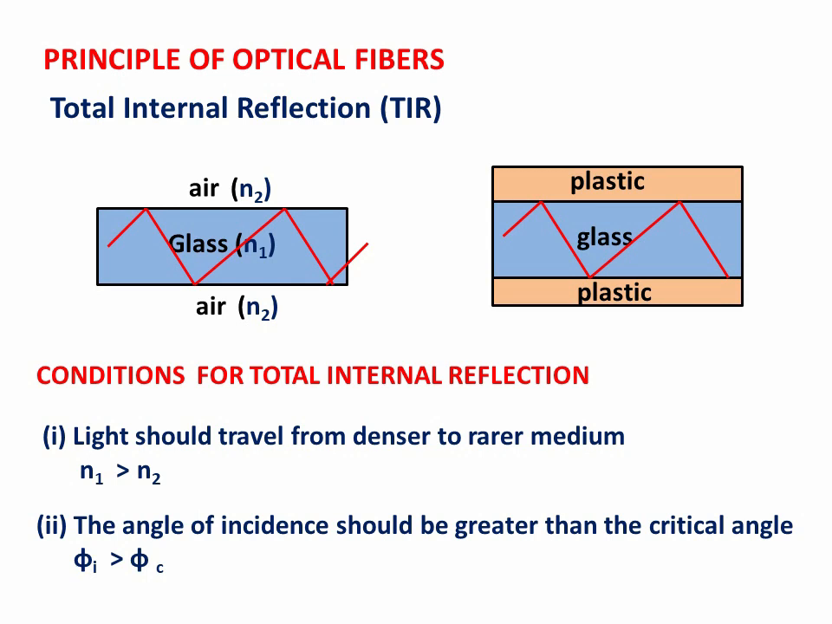The second condition is the angle of incidence should be greater than the critical angle. The critical angle is denoted by the symbol phi c. So phi i is the incident angle, phi c is the critical angle. Phi i is greater than phi c. This is the second condition for total internal reflection. Let us see what the critical angle is later.